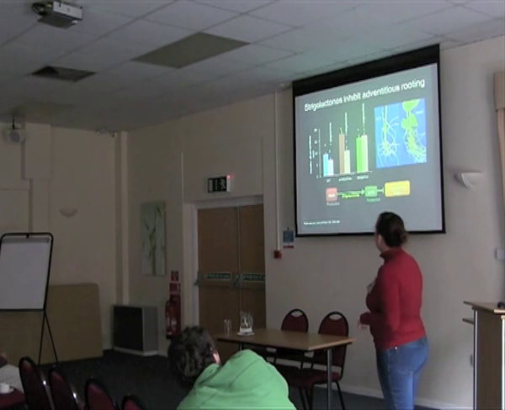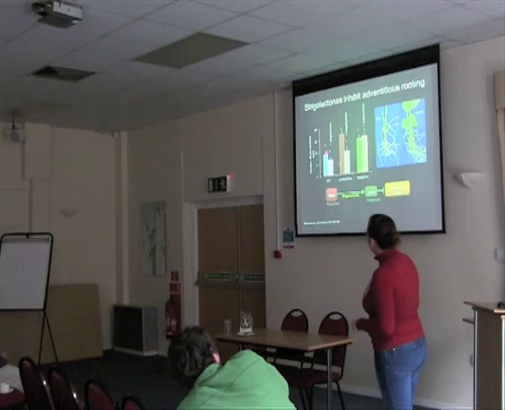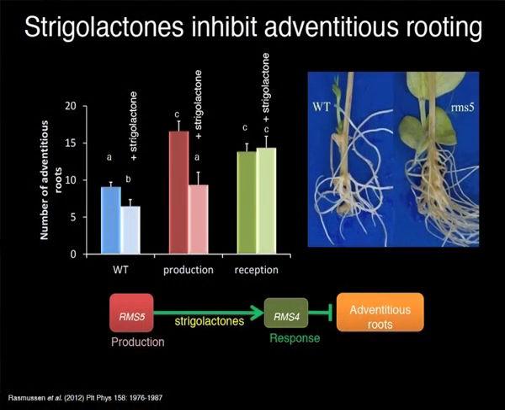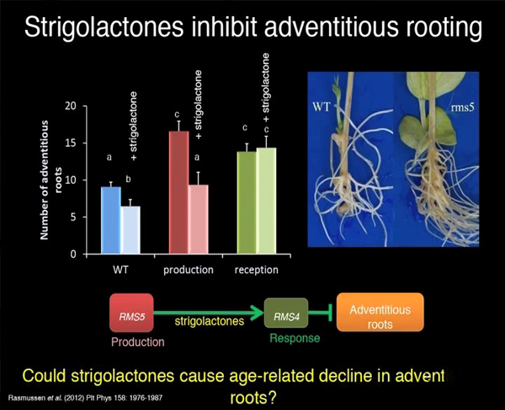So that was the question we were coming to from before. So this is what I showed you already. Strigolactones improve adventitious root formation, and I'm not going to dwell on that. I already explained that. So now, could strigolactones cause that age-related decline?